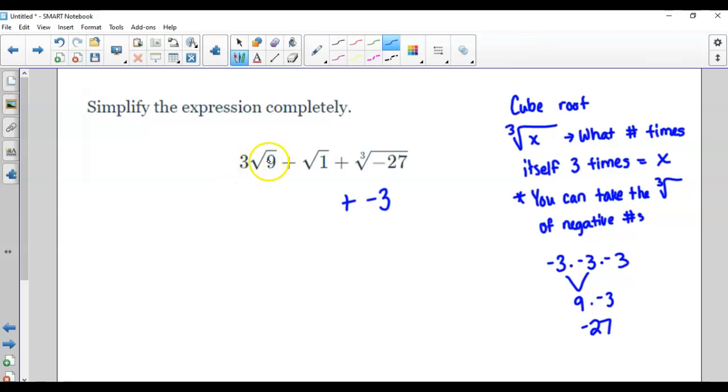Right here, I've got 3 times the square root of 9. There's multiplication right here, even though there's no symbol there. So when I take the square root of 9, I get 3, so that's 3 times 3. And then the square root of 1, of course, is just 1. So I've got 9 plus 1 minus 3, and so 10 minus 3 is going to give us 7. So we actually get a rational number here. We don't have an imaginary number in this particular case.